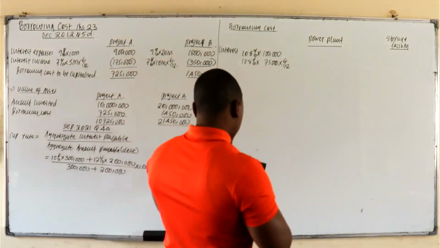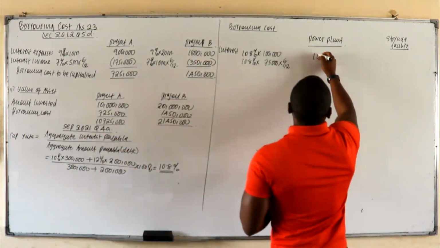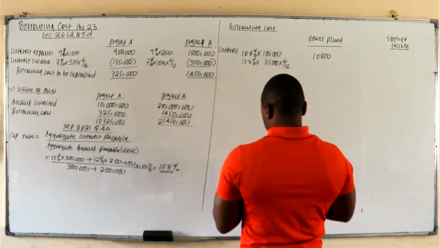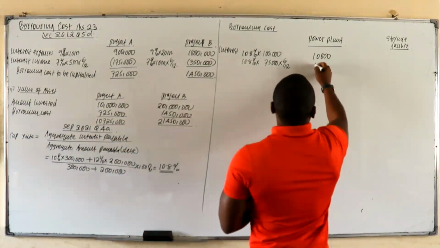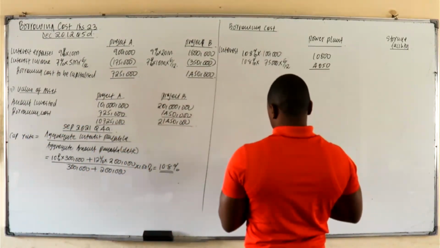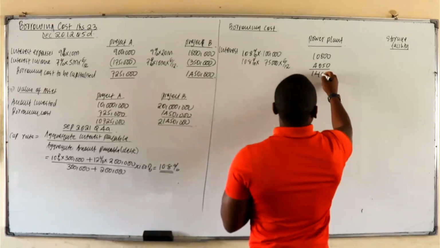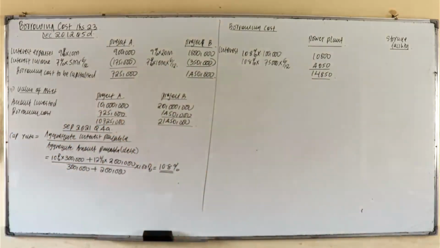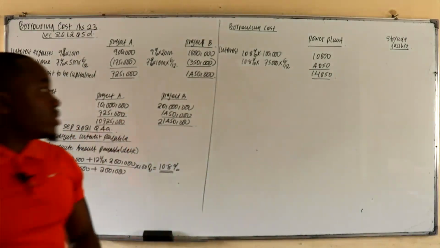So you'll get 10,800, you'll get an amount of 4,050, and the total will be 14,850. What about the storage facility?